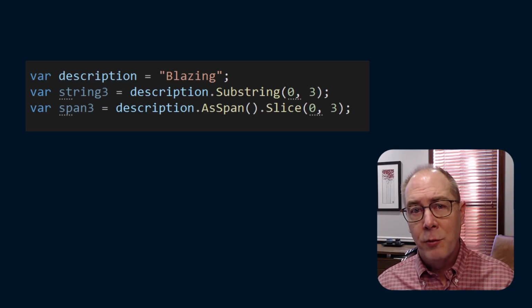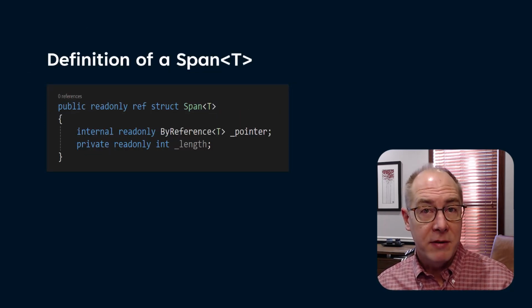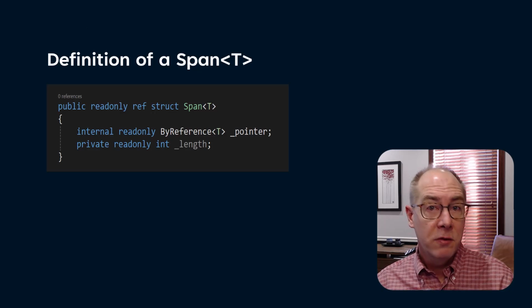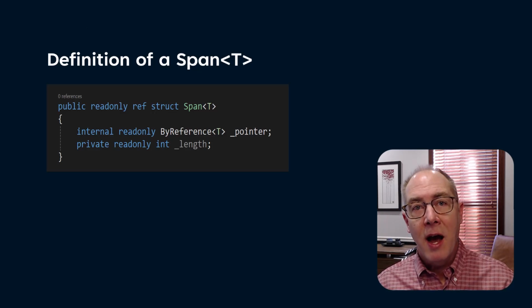So let's start with describing what a span is. Actually, let's look at some pseudocode. So here's an example of how a span is defined. A span represents a memory region, so it has two properties, a pointer to that memory region and a length to define the size of the span. That's basically it. But how they're defined is actually what's significant.